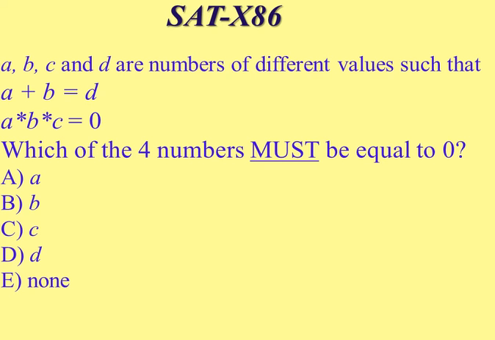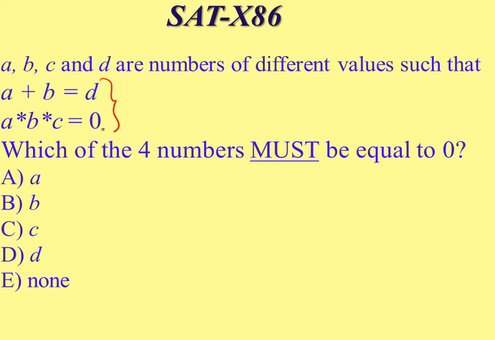SAT example number 86 could be a little tricky. Anytime they give you a bunch of letters, the more letters there are, the trickier these problems tend to be. But let's take a look and see what it tells us about these letters. We've got 4 variables, A, B, C, and D. They're all different, it says, and it gives us a couple facts about those values.